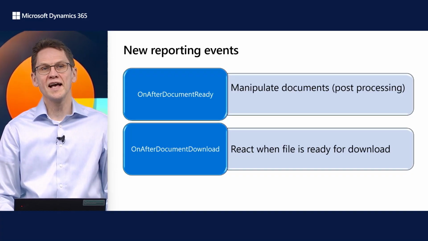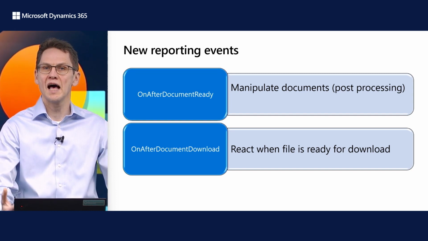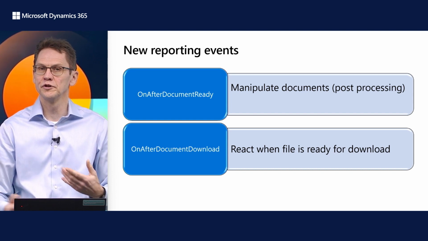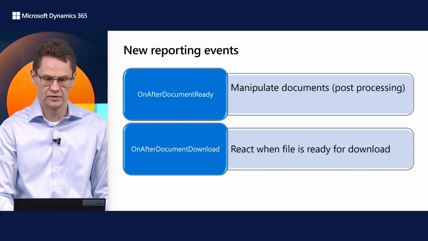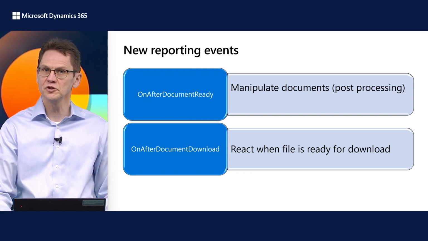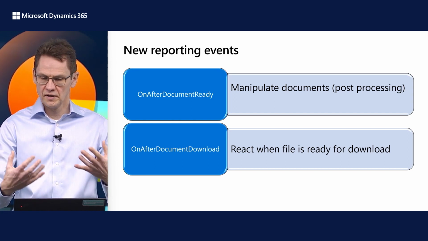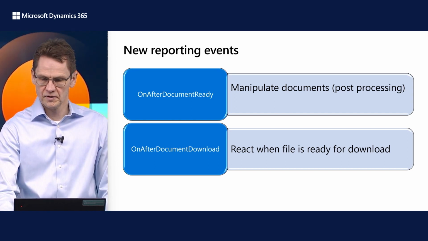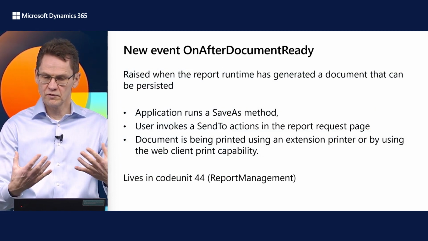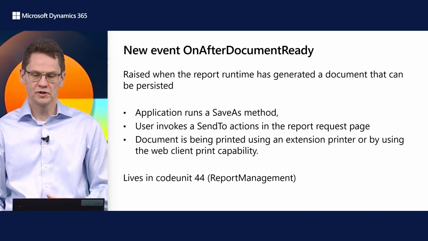Now, we've also added some new reporting events, which gives you further control of what happens to the document that you generate when users run a report or when code generates a report. Two new events: OnAfterDocumentReady for manipulating documents, and OnAfterDocumentDownload for when the file is ready for download. The OnAfterDocumentReady is raised when the runtime has generated a document, but before we call the OnAfterDocumentPrintReady.